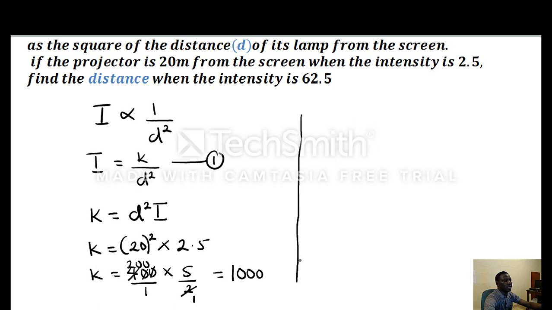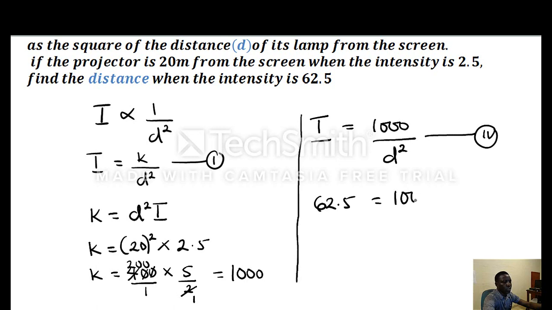Now we are asked to find the distance when the intensity is 62.5. What you have to do first of all is to get the relationship, of which we have gotten a value of k. We said I is equal to 1000 divided by d squared when you substitute 1000 for k in equation 1, giving us equation 2. Now for us to get the distance when the intensity is 62.5, we can go straight ahead to substitute 62.5 for I. So this is going to be 62.5 is equal to 1000 divided by d squared.